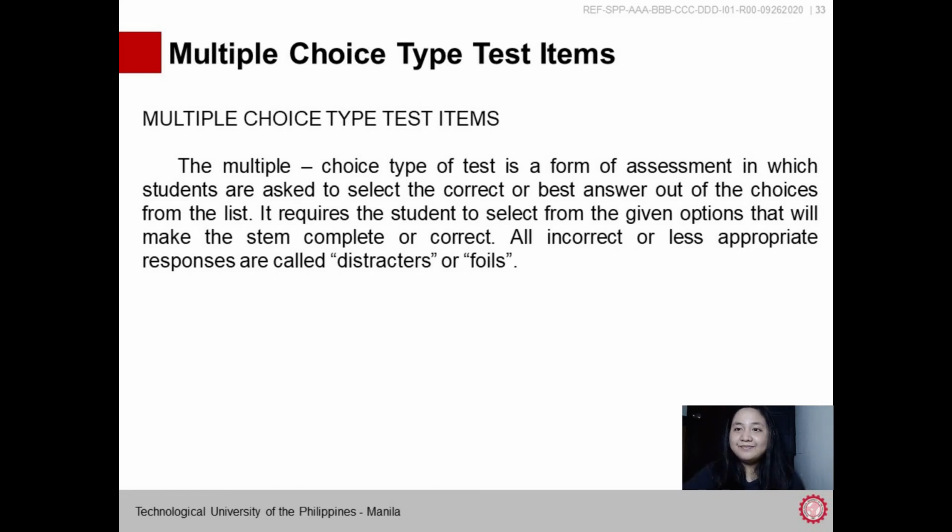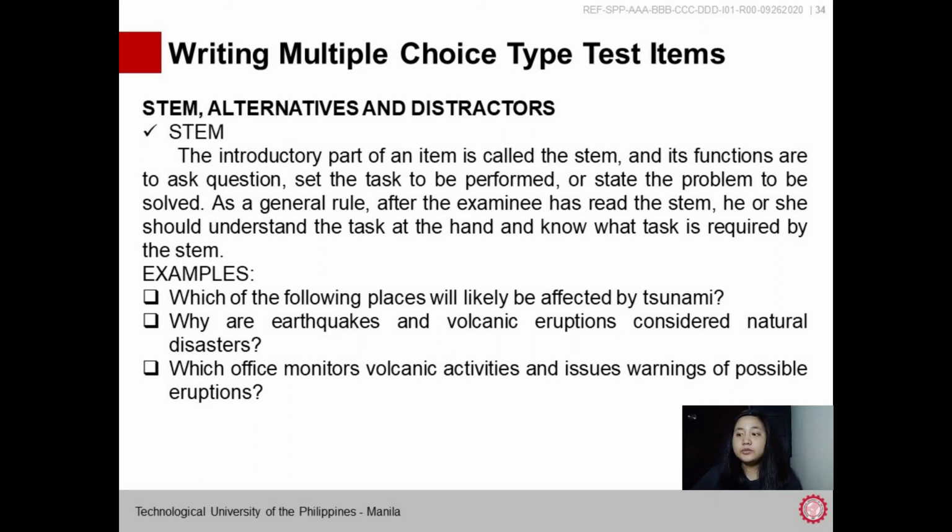Next slide. So, in this slide, we will talk about STEM. What is STEM? STEM is an introductory part of an item, and its functions are to ask questions, set the task to be performed, or state the problem to be solved. Bago natin i-discuss yung STEM, ano ba yung item? Yung item, ito na yung may STEM, meron na rin siyang distractors, and meron na rin siyang alternatives. So, kompleto na yung items. It could be 1 to 50, 1 to 10, or 1 to 100.